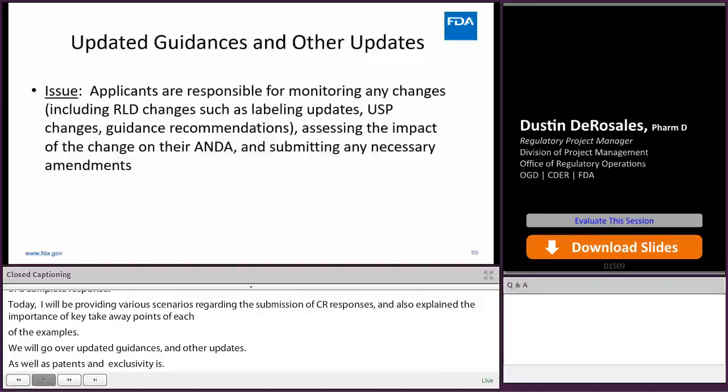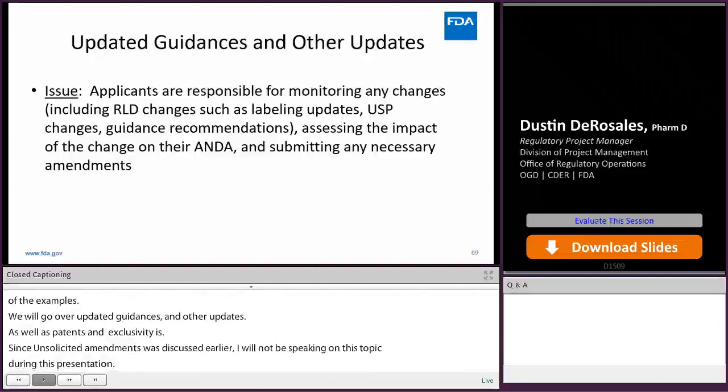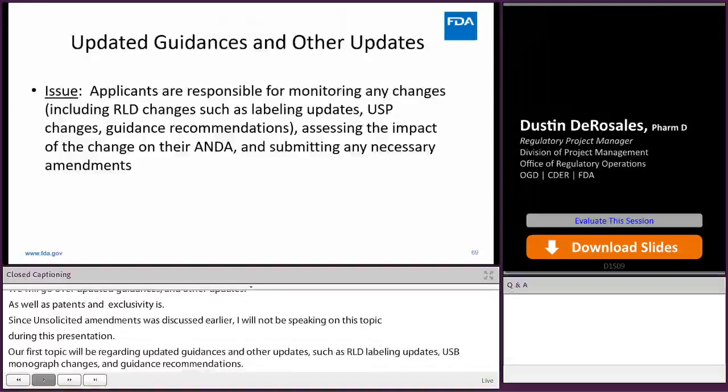Our first topic will be regarding updated guidances and other updates, such as RLD labeling updates, USP monograph changes, and guidance recommendations. When new information is available, the ANDA applicant must make all necessary adjustments to their said product and submit all necessary information as an amendment to the ANDA.